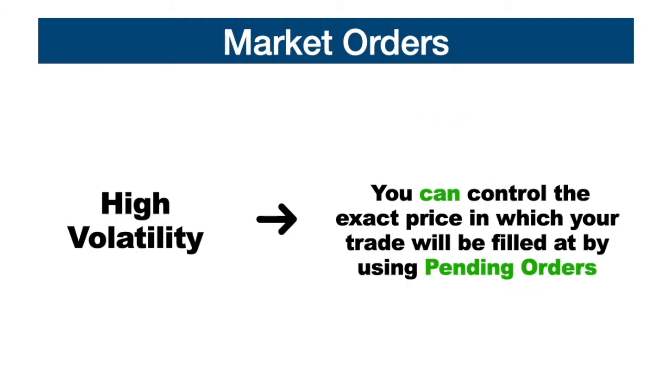If during high volatility phases you want to enter at a precise market price, then the best orders to use are the pending stop and pending limit orders. These orders will fill you at the exact price that you wish. We are going to analyze the pending orders in the next video.